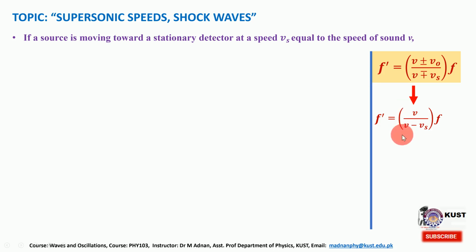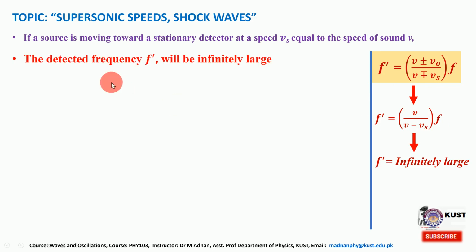So this equation further takes this form: if Vs, the speed of the source of the sound, is equal to V, then the denominator will be 0 and the shift in the frequency will be large. That is, the observer will detect a very large frequency as compared to the frequency of the sound produced by the source. That is only when the source is moving with the velocity of the sound. So we can say that the detected frequency f prime will be infinitely large.